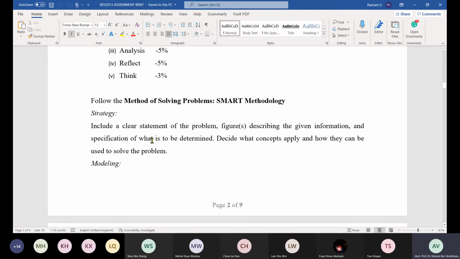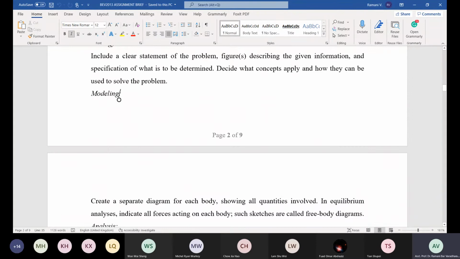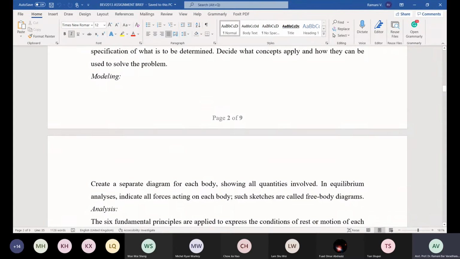Once the question is given, as usual, you start with given data, free body diagram, all these things, right? The same thing I put under different headings, subheadings, that's it. Include a clear statement of the problem, right? What is asked, what is given, and then specification of what is to be determined. Decide what concept apply and how they can be used to solve. Just decide on which chapter, which formula, method, and so on.